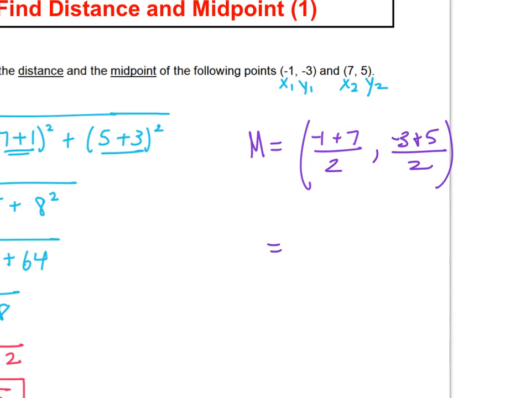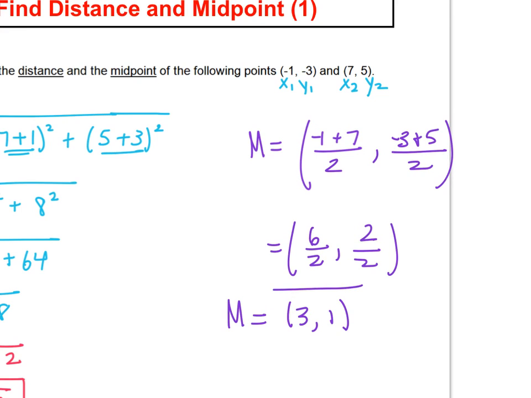And then we just simplify this. Negative 1 plus 7 is 6 over 2. Negative 3 plus 5 is 2 over 2. So our final midpoint is 6 over 2 is 3. And 2 divided by 2 is 1. And that's our first example with distance and midpoint.